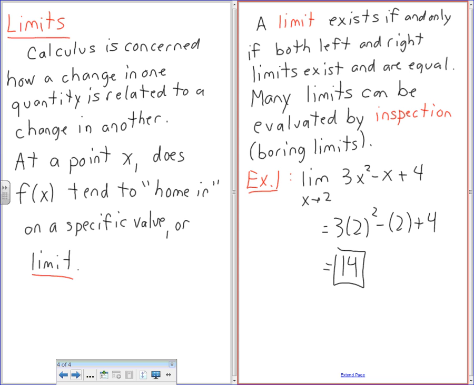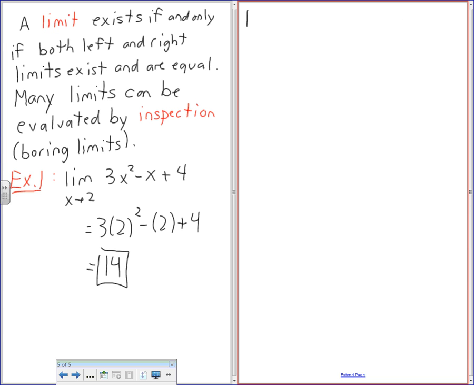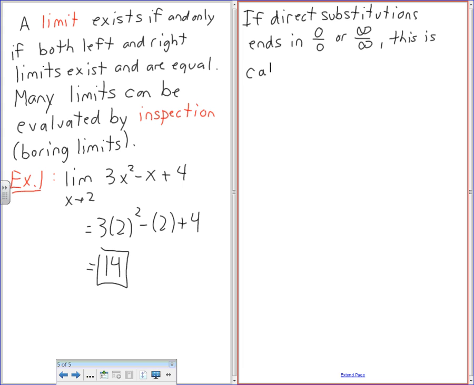That's boring. Where we get to more exciting things is where you have to use algebra to fix it. These are the exciting ones. We're going to say if direct substitution ends in 0 over 0 or infinity over infinity, this is called an indeterminate limit.